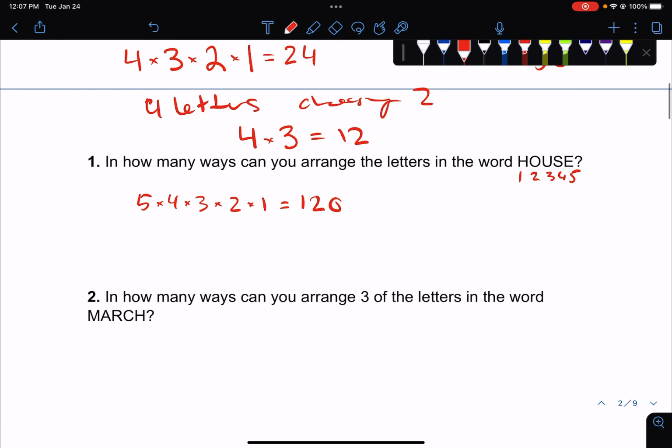In how many ways can you arrange 3 of the letters in the word March? So in the word March, there's 1 letter, there's 2, 3, 4, there's 5 different letters. I only want to arrange 3 of them, not all 5. So my first letter could be one of the 5 choices. My second letter, there's only 4 letters left to choose. The third letter, there's 3 letters left to choose. And I can stop right there because I'm only arranging 3 of them. So 5 times 4 is 20, times 3 is 60. So there's 60 different ways you could arrange 3 of the letters in the word March.